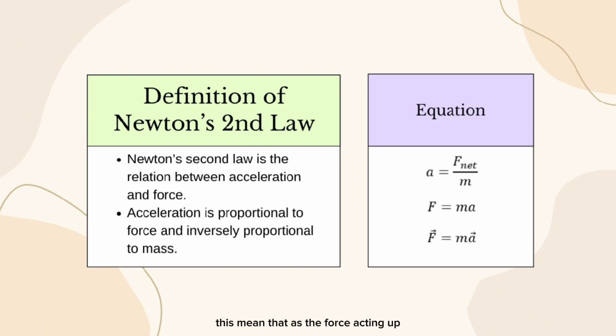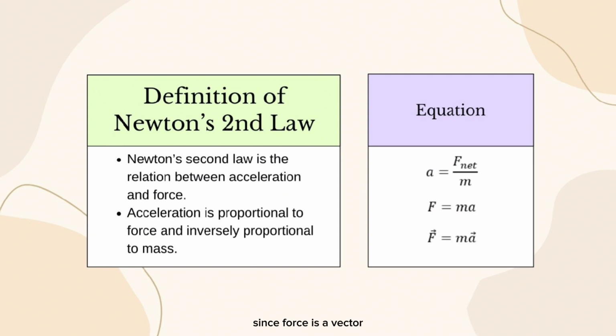This means that as the force acting upon an object is increased, the acceleration of the object is increased. Likewise, as the mass of an object is increased, the acceleration of the object is decreased. From the definition, it is expressed in equation form as acceleration equal to net force divided by mass. The above equation can be rearranged to a familiar form as force equal to mass multiplied by acceleration.